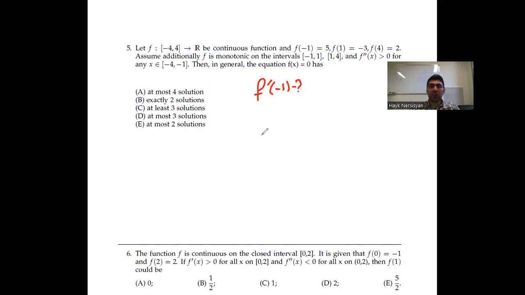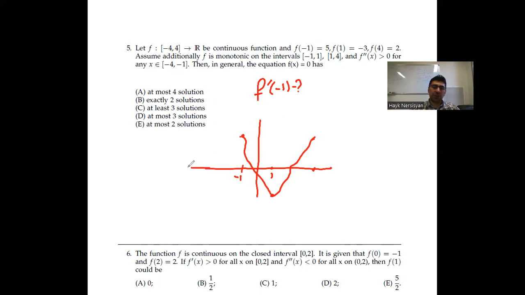Let's see. So given function f, which is continuous, and some values are given of our function. At -1, our function is 5. At 1, our function is -3. At 4, the value of f is 2. We know that it's monotonic from -1 to 1. So it links these 2 points. So it is going to be decreasing. From 1 to 4, it's monotonic. So it would be some increasing function.